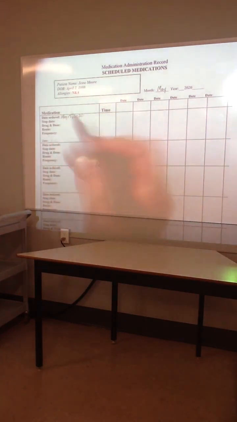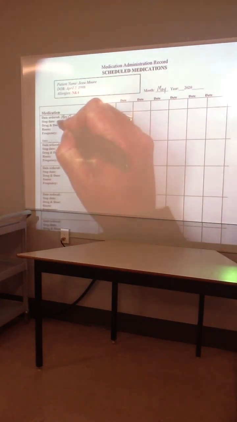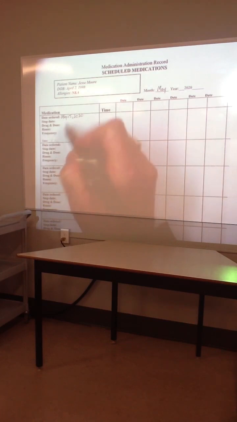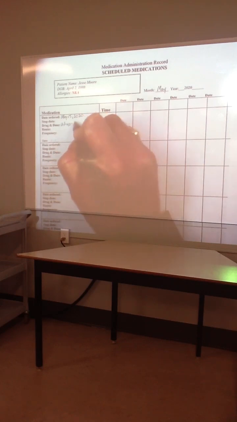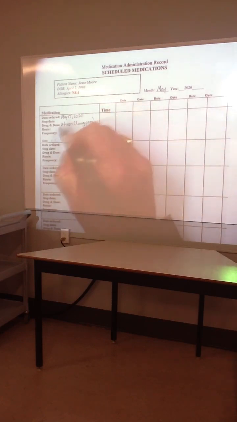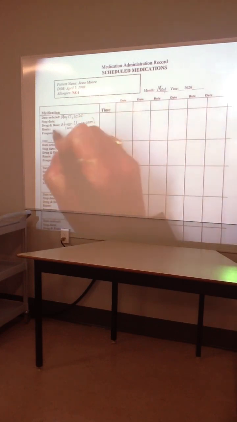The stop date, there is no stop date, so I don't need to put anything there. Let's move on to the next part. It says drug and dose. The drug is Ativan. That's my trade. The generic is lorazepam. The dose is 1 milligram. The route is PO. And the frequency is once daily.